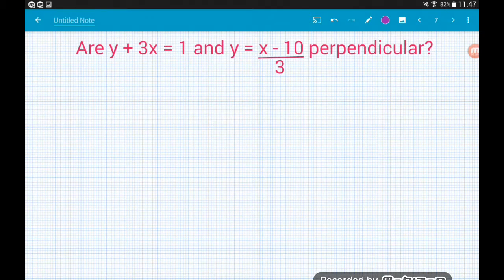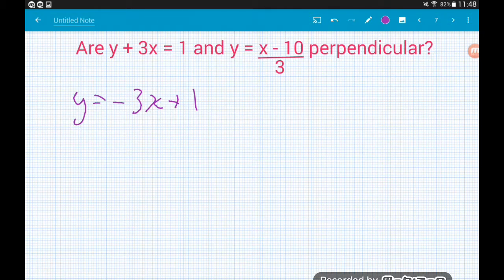Okay, are y plus 3x equals 1 and y equals x minus 10 all over 3 perpendicular? Well, how do we know that? We need to find what each of their gradients are first of all. So, if we've got y plus 3x equals 1, we need to get y on its own, and we would do that by taking away the 3x. So we would get y equals -3x plus 1. So y plus 3x equals 1 has a gradient of -3.